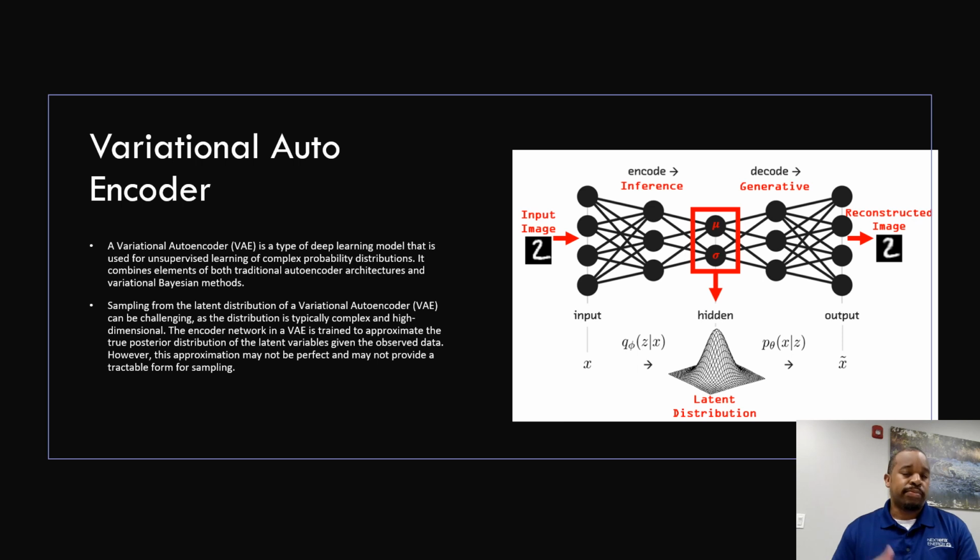Regardless, sampling from a latent distribution of a variational autoencoder can be challenging, as the distribution is typically complex and high dimensional. The encoder network in a variational autoencoder is trained to approximate a true posterior distribution of the latent variables given the observed data. However, this approximation may not be perfect and may not provide a tractable form for sampling.